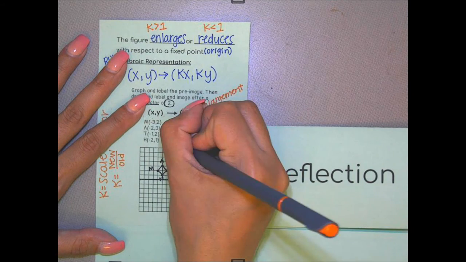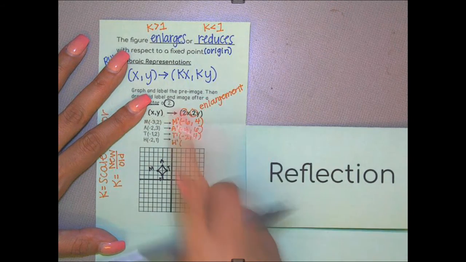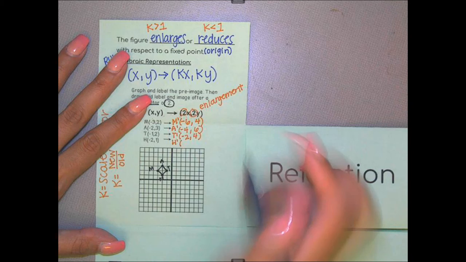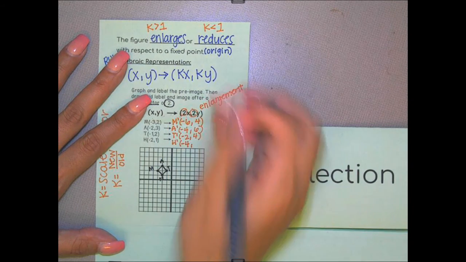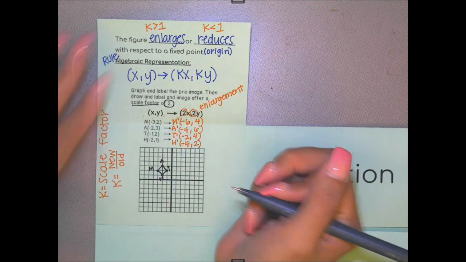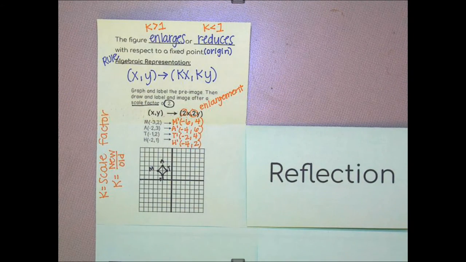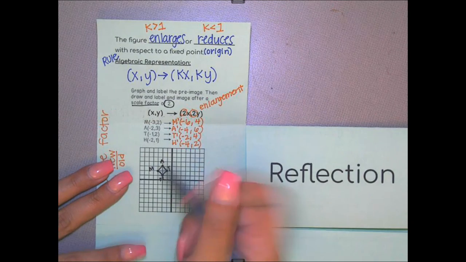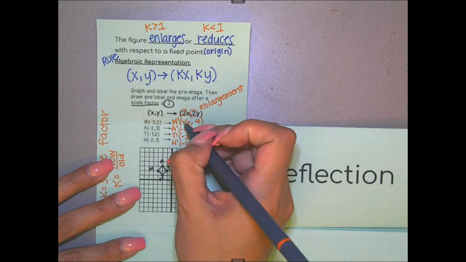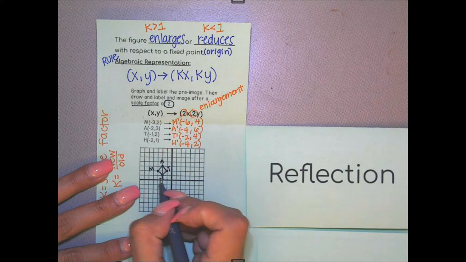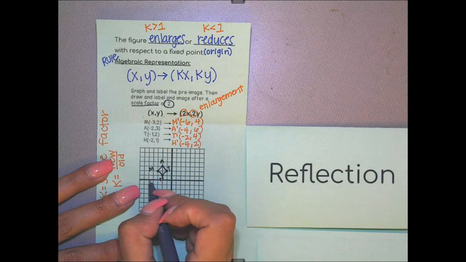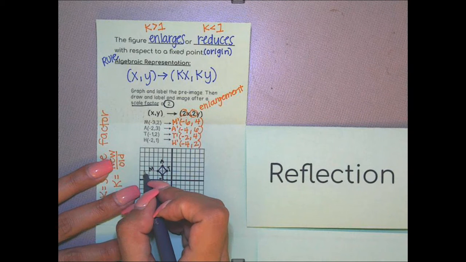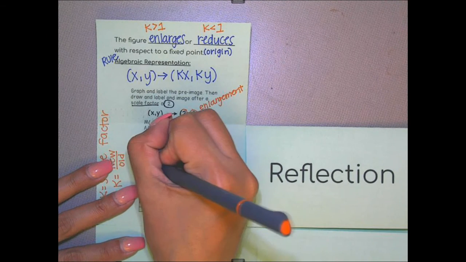And then I need H prime. I have 2 times negative 2, which gives me negative 4, and then 2 times 1, which gives me 2. Now that I have my new coordinates, I'm going to graph my prime, or my new shape. So negative 6, 4, counting 1, 2, 3, 4, 5, 1, 2, 3, 4, 5, 6, 1, 2, 3, 4. That'll be my M.